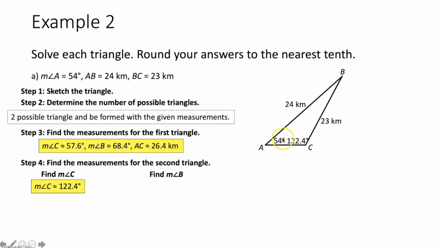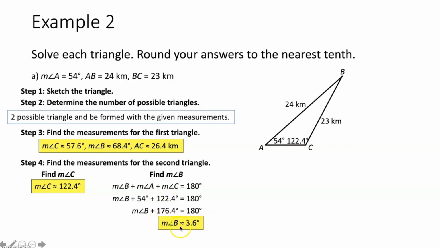And we know that by the triangle angle sum theorem, the sum of the interior angles of a triangle must be 180 degrees. So we add up the measures of each of the interior angles in this triangle, set it equal to 180, and solve for the measure of angle B. So I'm going to plug in 54 degrees for the measure of angle A. I'm going to plug in 122.4 degrees for the measure of angle C now. And now we can solve for the new measure of angle B. So I add these two together, subtract that to the other side, and I get that the measure of angle B now in our second triangle is approximately 3.6 degrees. So that we can plug in here.